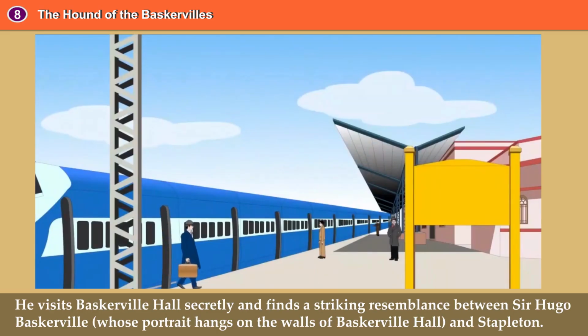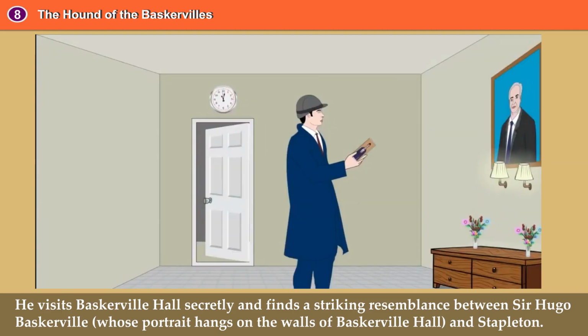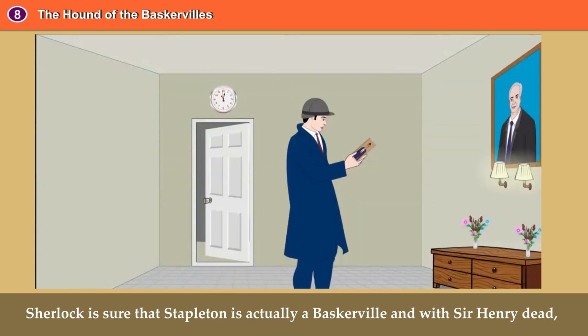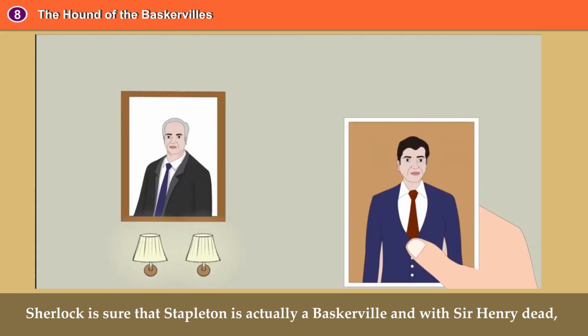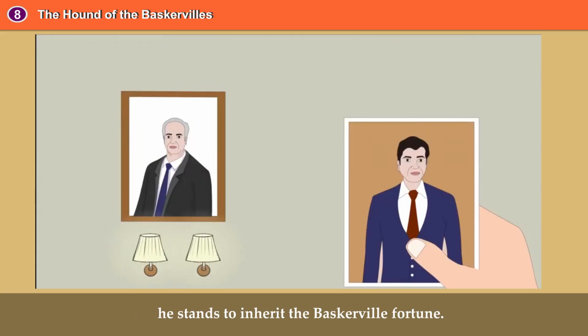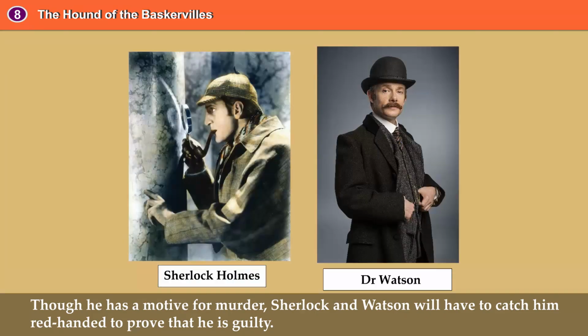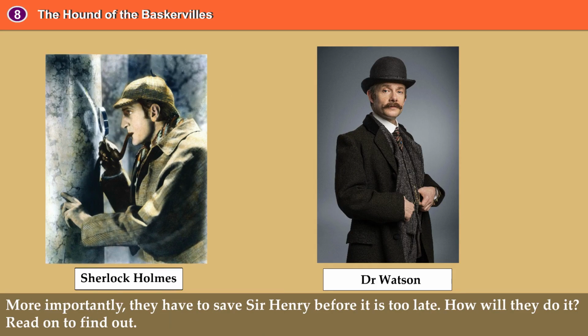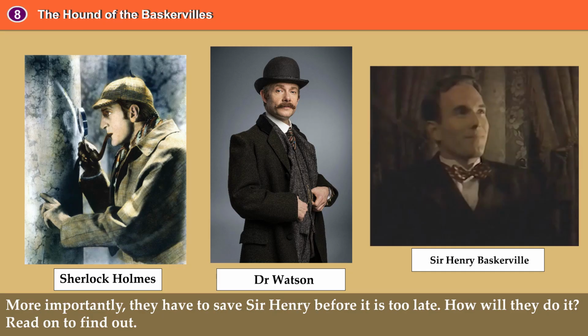He visits Baskerville Hall secretly and finds a striking resemblance between Sir Hugo Baskerville, whose portrait hangs on the wall of the Baskerville Hall, and Stapleton. Sherlock is sure that Stapleton is actually a Baskerville, and with Sir Henry dead, he stands to inherit the Baskerville fortune. Though he has a motive for murder, Sherlock and Watson will have to catch him red handed to prove that he is guilty. More importantly, they have to save Sir Henry before it is too late.